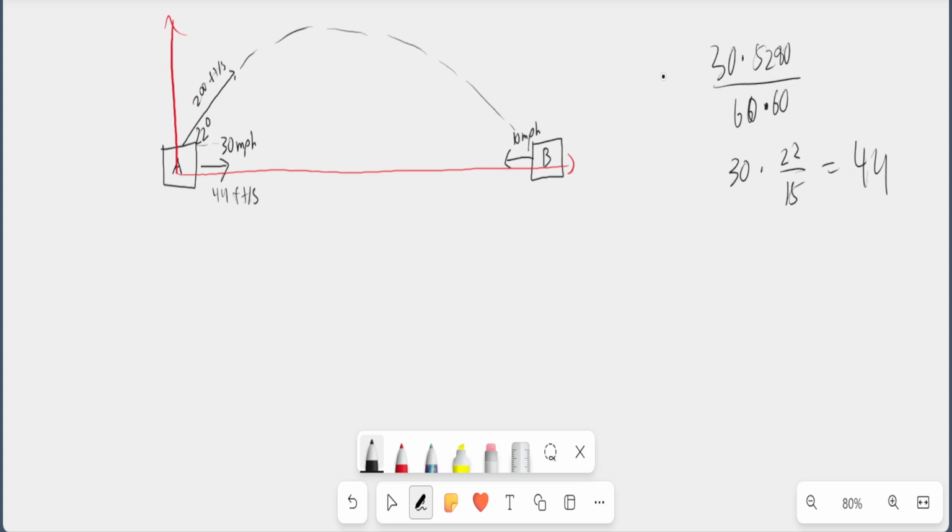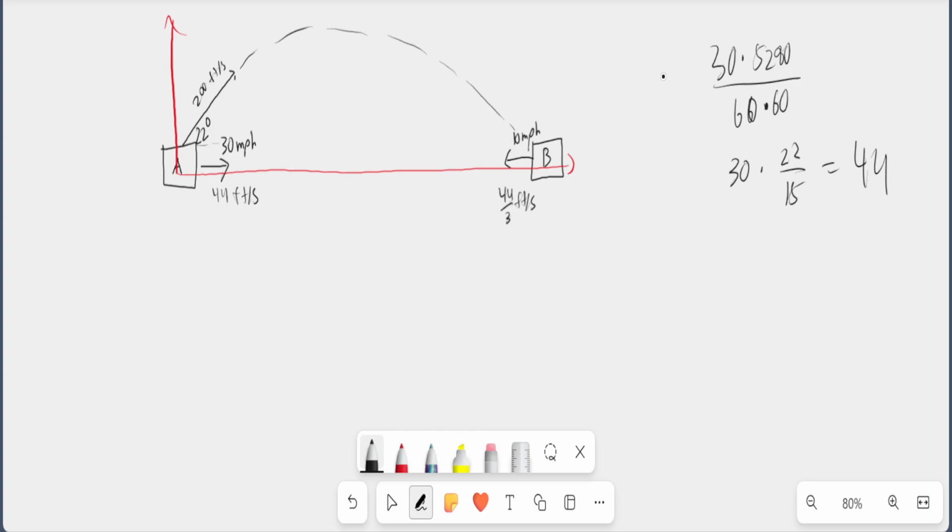And 10 miles per hour, so 10 times 22 over 15. That is 44 over 3 feet per second. Is that right so far? Okay. But we said our origin is here, right?